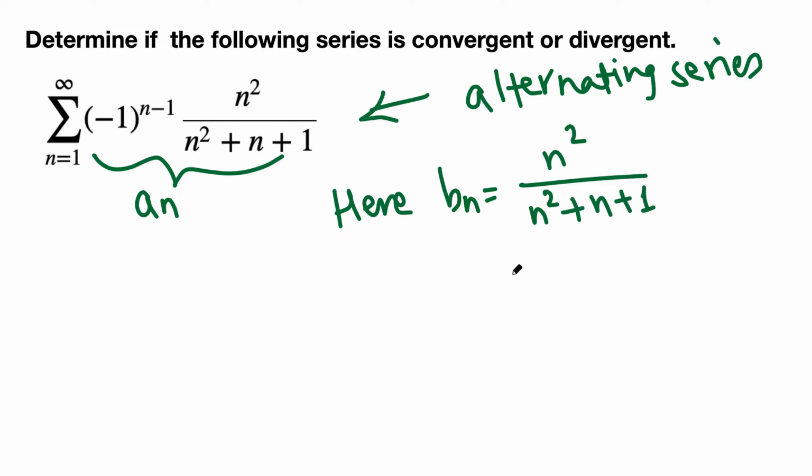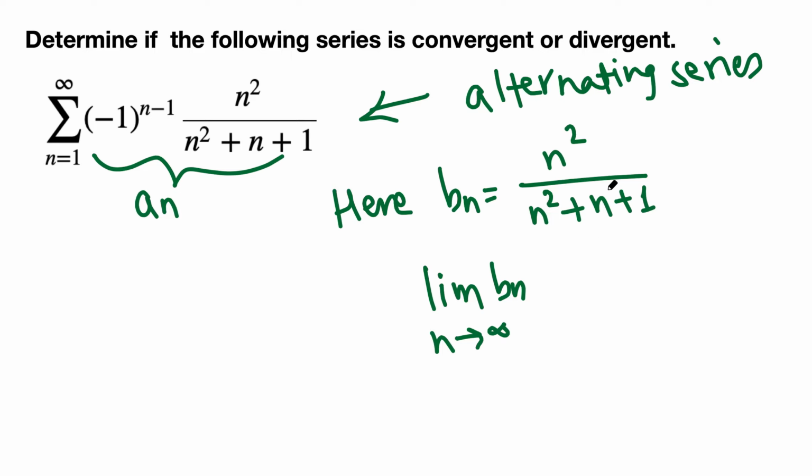And we know that for the alternating series test, the limit of b_n at infinity should be 0. But it looks like that's not the case here, because n square over n square plus n plus 1, when n goes to infinity, their leading terms are the same, so 1 n square, 1 n square, so the limit is 1. Okay, they are not approaching 0. That means we cannot use the alternating series test.